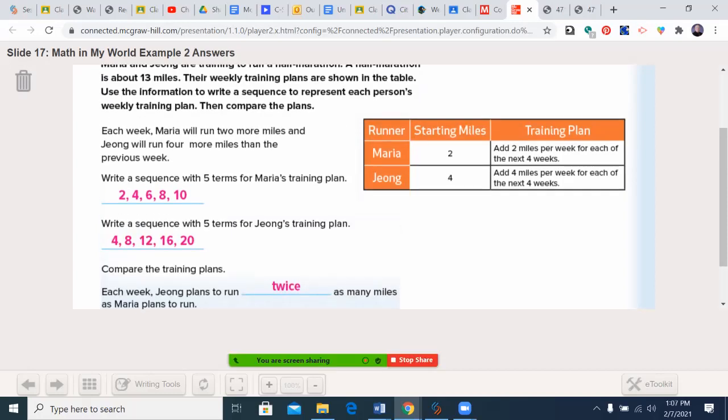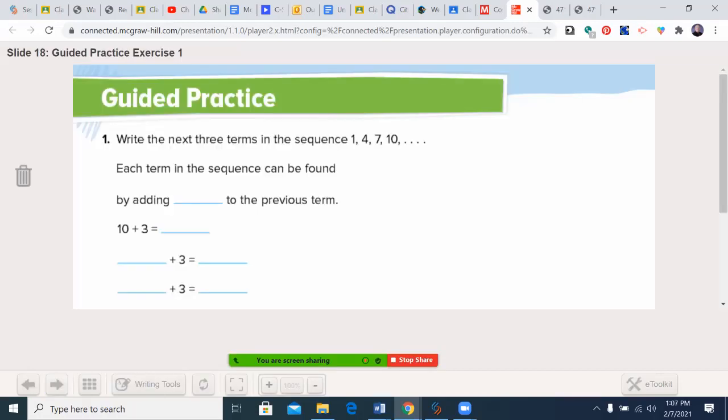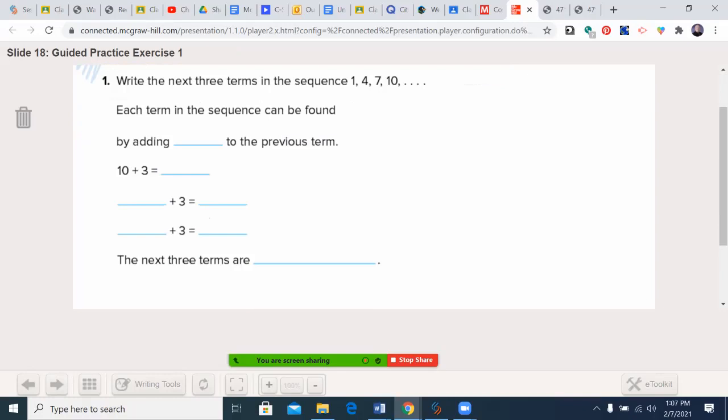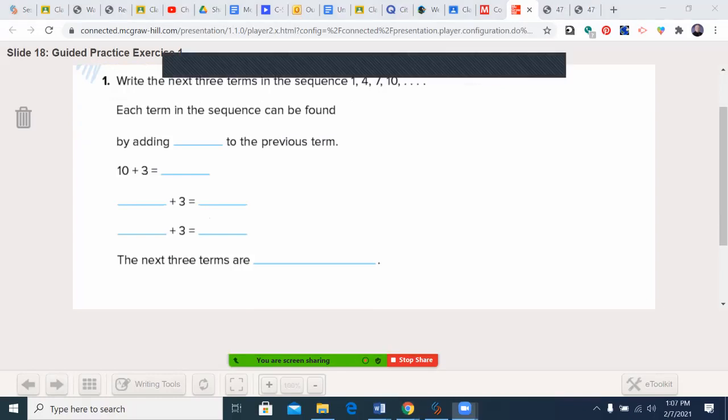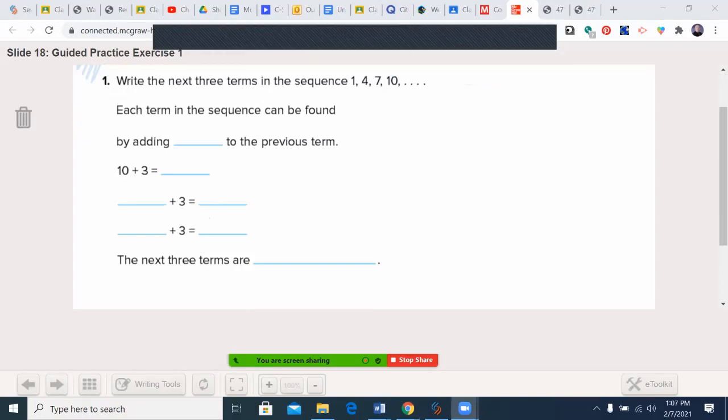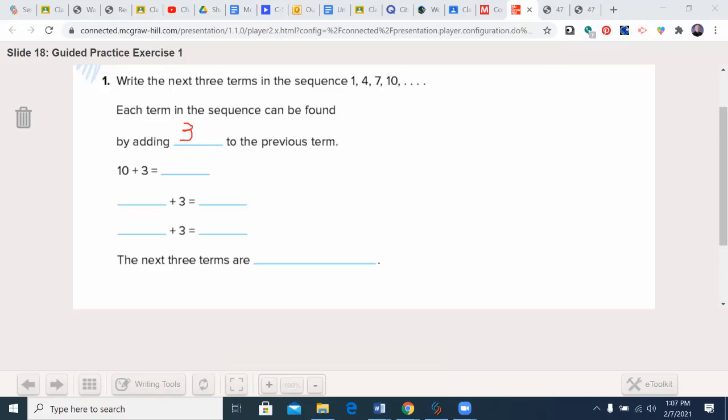All right, I'm going to move on to the next screen. Guided practice. I want you to fill this in as I go, and we'll talk it through. Write the next three terms in the sequence 1, 4, 7, 10. Each term in the sequence can be found by adding what to the previous? Well, 4 minus 1 is 3, 7 minus 4 is 3, and 10 minus 7 is 3. So I can see that I'm adding 3.